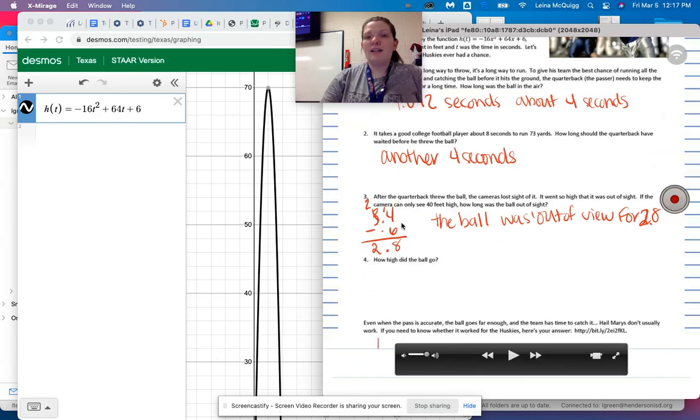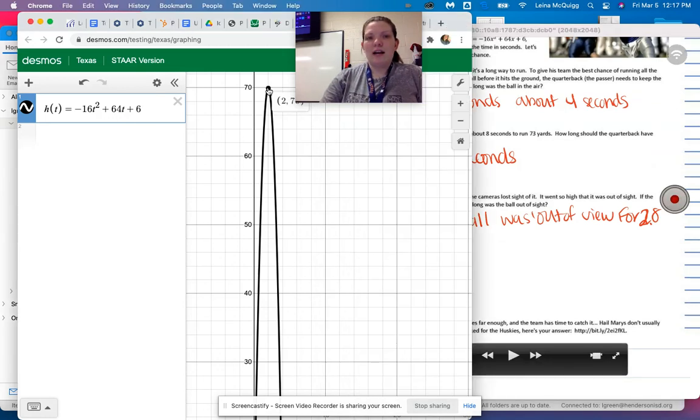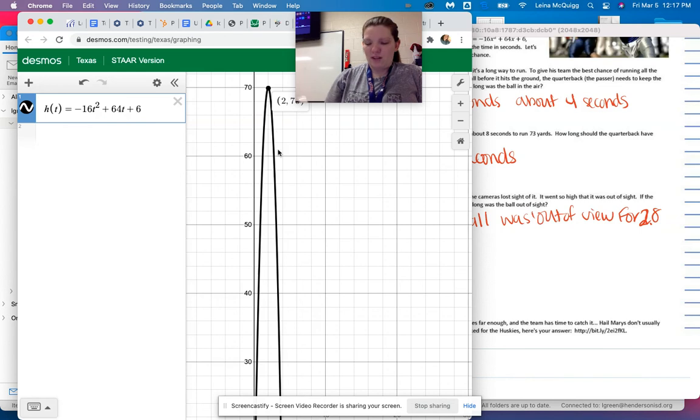Okay, how high did the ball go? So here's the highest it went, and that's right at 70 feet. So even when the pass is accurate, the ball goes far enough and the team has time to catch it, Hail Marys don't usually work. If you need to know whether it worked for the Huskies, there's your answer. There's a bit.ly you can type in online and watch the play itself, okay?